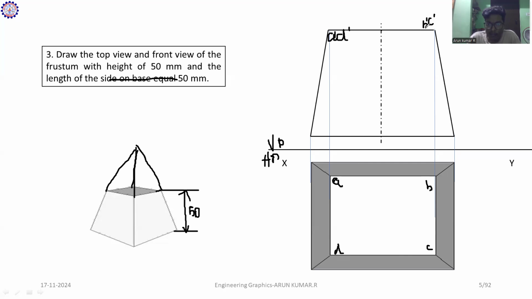This is one case. And the remaining 1, 2, 3 and 4 come to this side: 1 dash and 4 dash, and this is my 2 dash and 3 dash. So this is the problem; you have to complete the frustum.